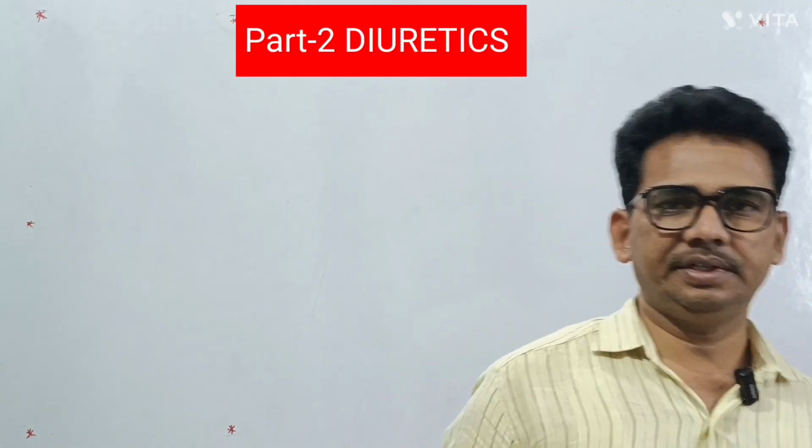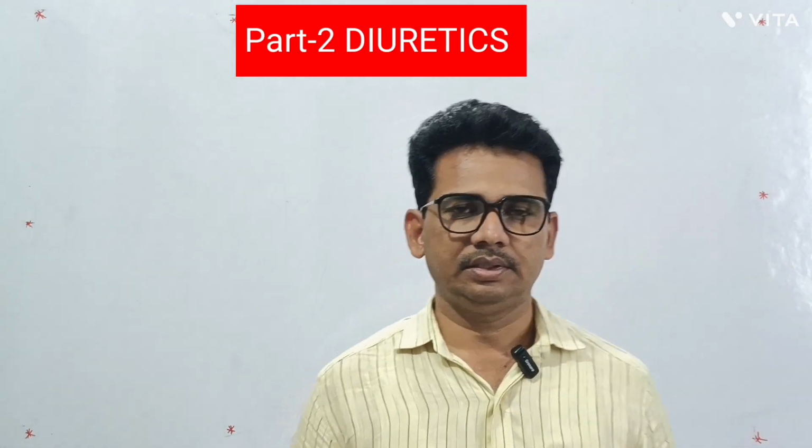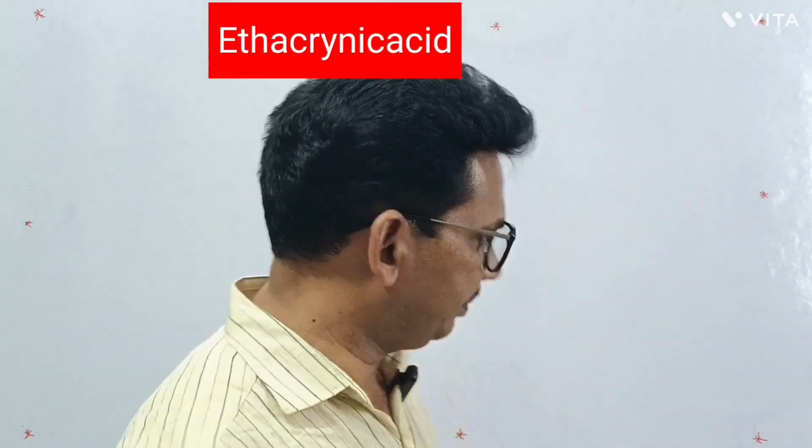In the last class, we started diuretics. We discussed up to furosemide, that is the high ceiling diuretics. Now one more thing will remain in the high ceiling diuretics, that is ethacrynic acid and another drug. First we will go for ethacrynic acid.